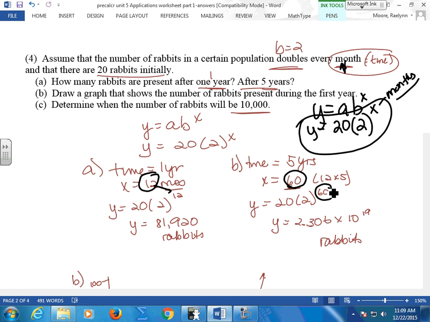The last part, sorry, we got to do one more part. Determine when there are 10,000, that's when you're going to graph. I'll move this down in a second. Are we all okay with this?